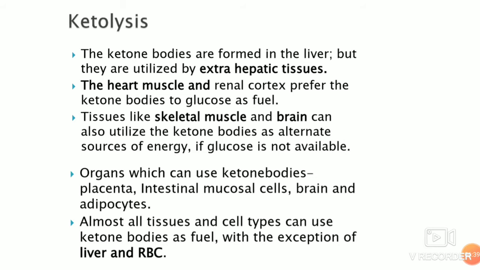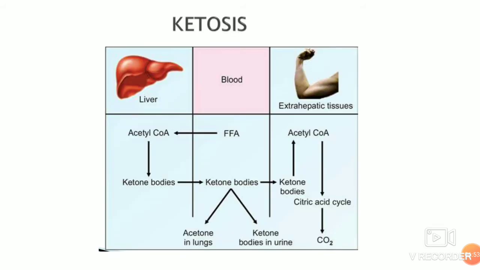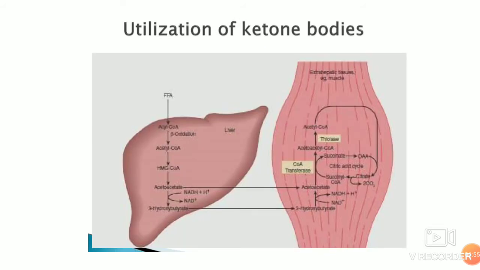Why? The liver, although it's the primary site that produces ketone bodies, does not have the capacity to use ketone bodies because it lacks the necessary enzyme beta ketoacyl CoA transferase. That's important, it can be asked as a 2 marks question. Why can the liver not use the ketone bodies?